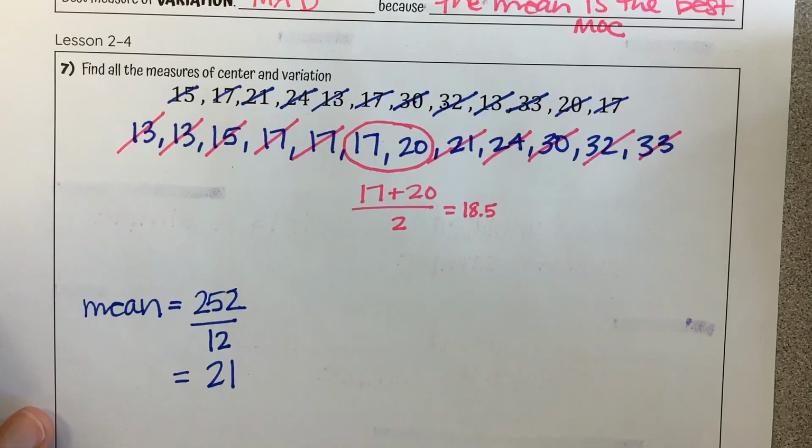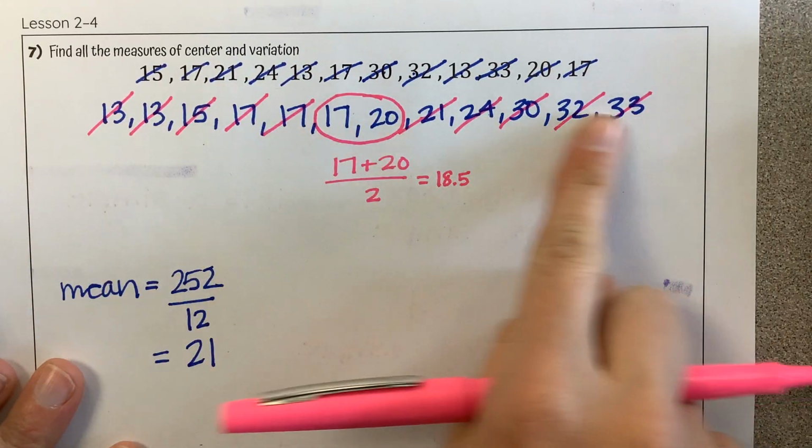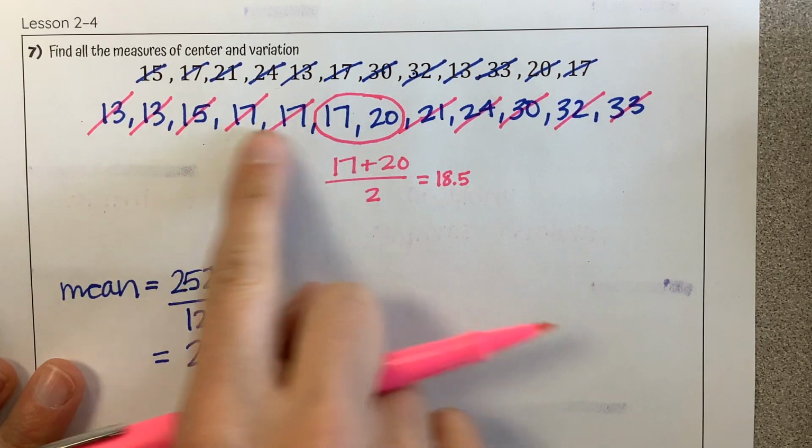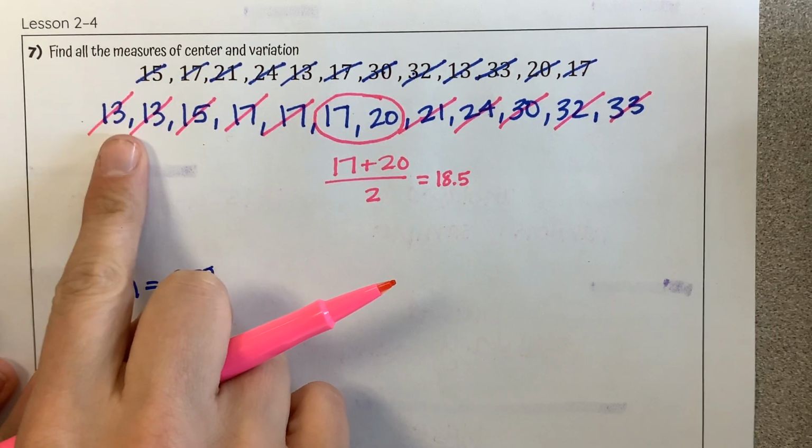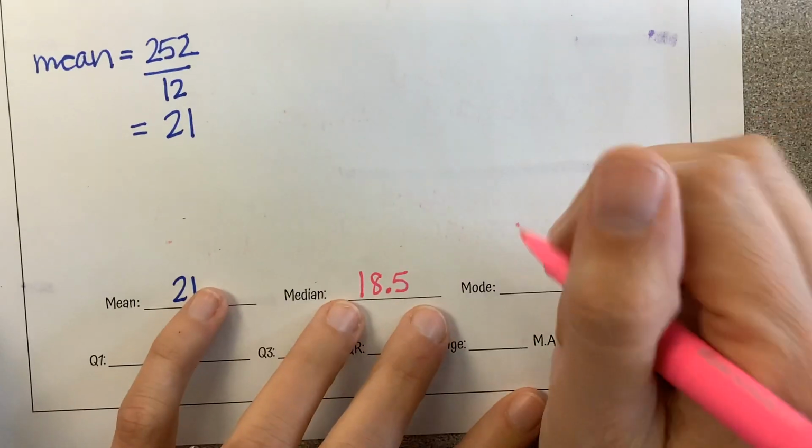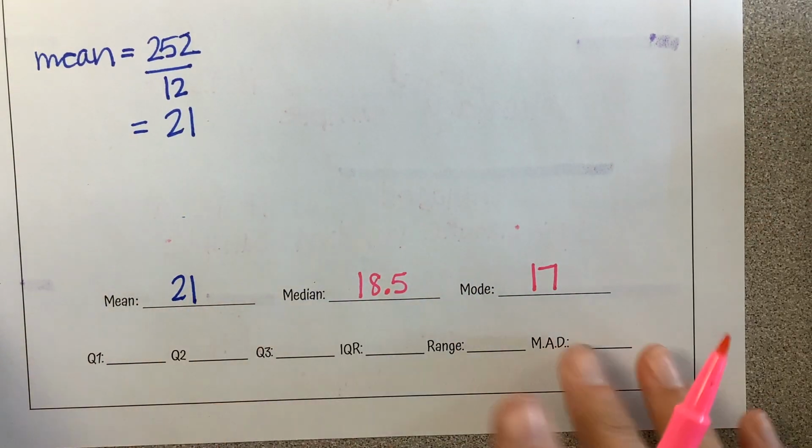And then our mode, which one occurs the most often? Well, it's easy to see now that we're in order from least to greatest. 17. Even though 13 repeats twice, 17 repeats 3 times, so that is our mode.